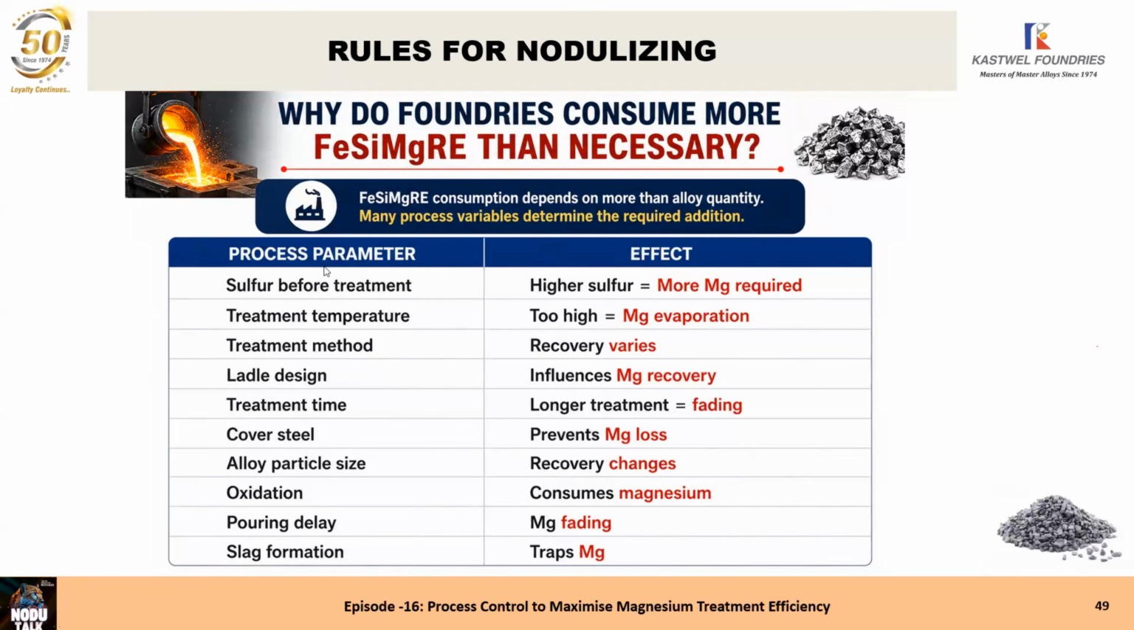Slag formation traps magnesium, and magnesium trapping means you're losing magnesium from the metal. So please consider these process parameters when undertaking the magnesium treatment. Make sure that your staff knows the effects of the elements on the magnesium treatment recovery.